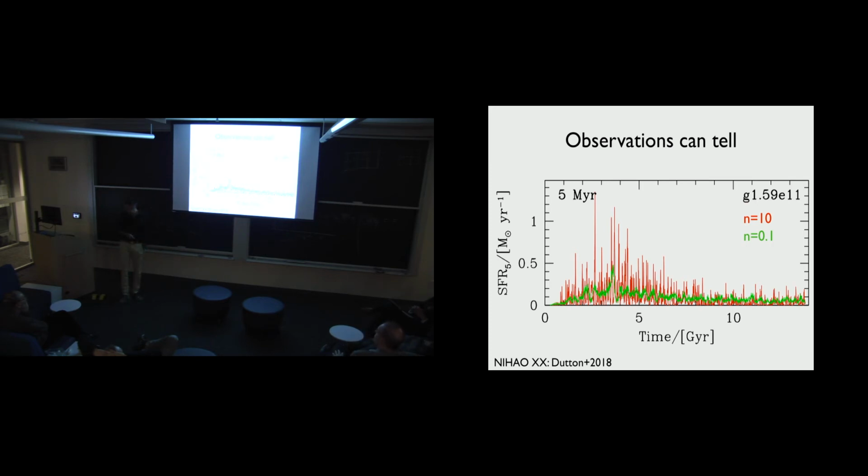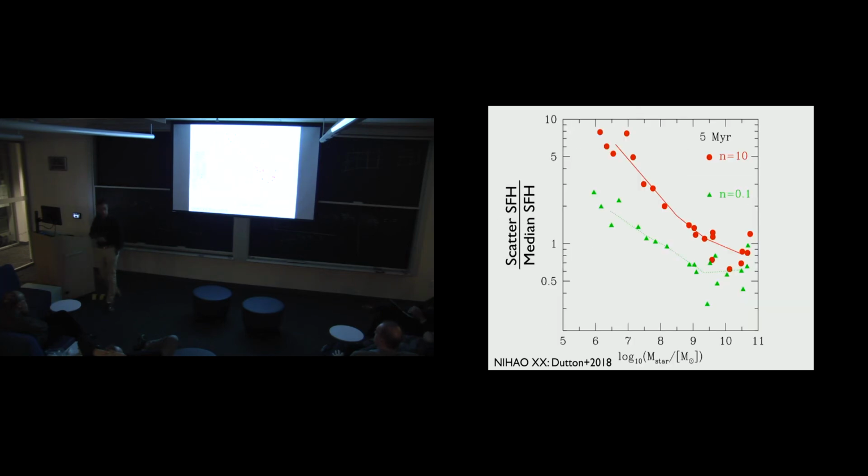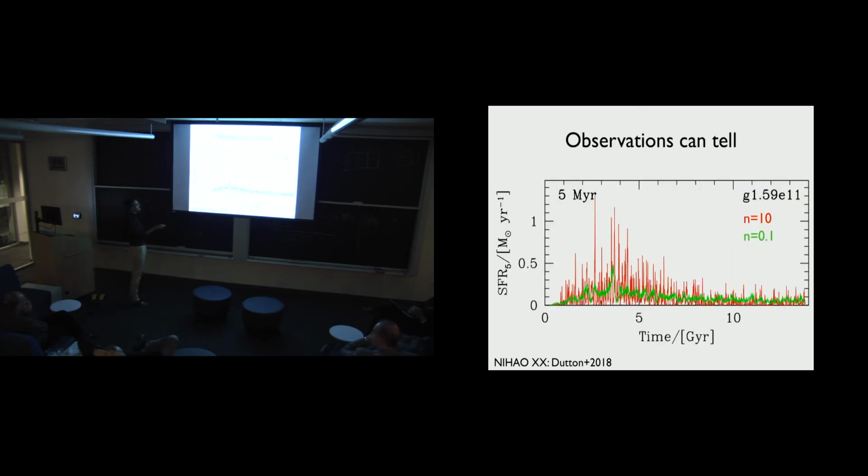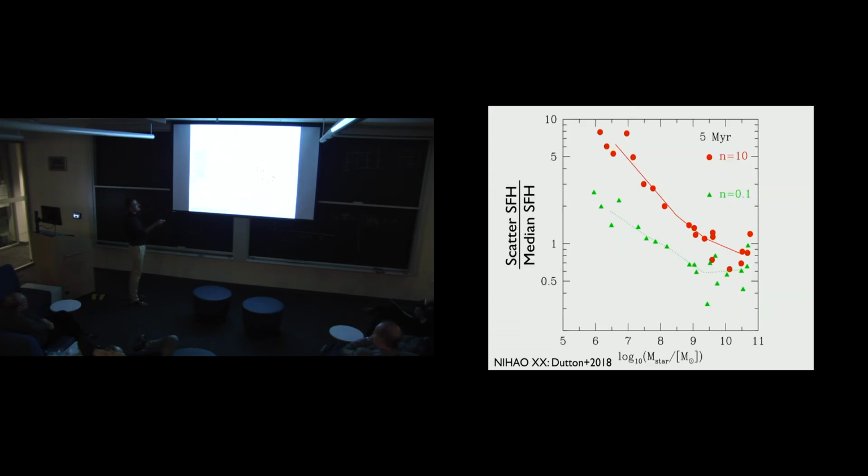Well, the good thing is that observations can tell the difference, because what I can measure is, for example, the scatter, so the RMS in this plot versus the median, and these two things really separate. And for example, now we are doing projects with people that understand star formation from the point of view of observations better than me, and if you use some star formation proxies like H alpha, you can measure the RMS of this fluctuation.